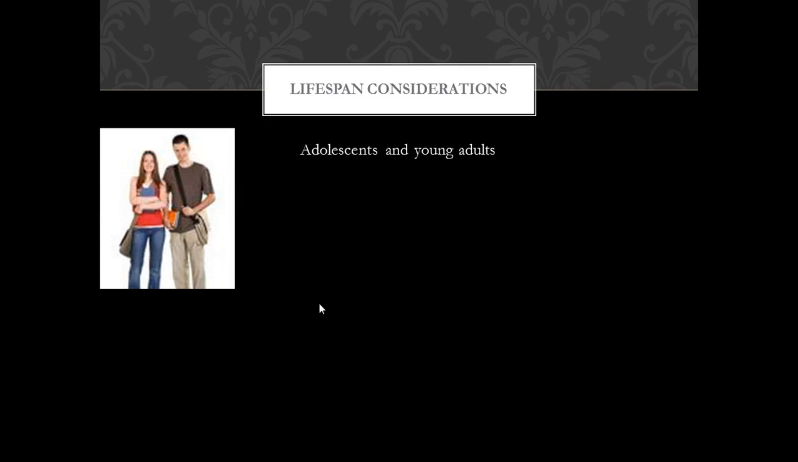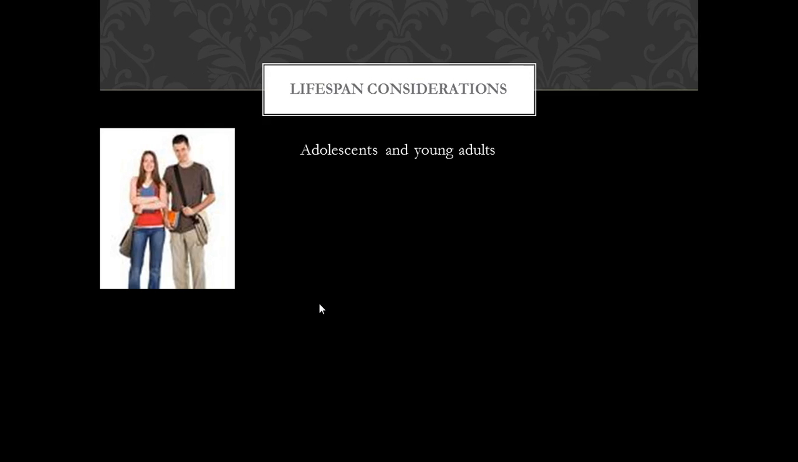Lifespan considerations. First, we talk about adolescents and young adults. Adolescents and young adults are at a greater risk because this is usually the area of first sexual contact. Sexual transmission accounts for most cases of HIV during adolescent years. The HIV disease rates have increased among 13 to 19-year-old African Americans in this age group. There's a growing number of female adolescents and young women with HIV, reported to be a result of heterosexual intercourse with an infected male.